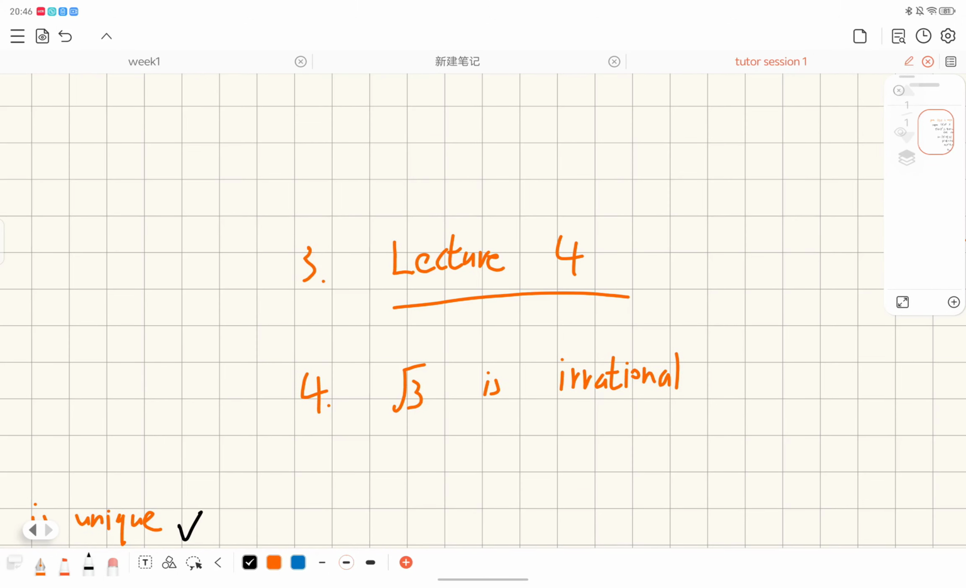Next question. For question 3, just go to lecture 4. We already learned it in class. Go to the lecture notes and read that. And for lecture 4, we want to show that square root of 3 is irrational.